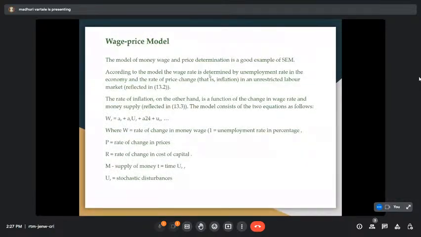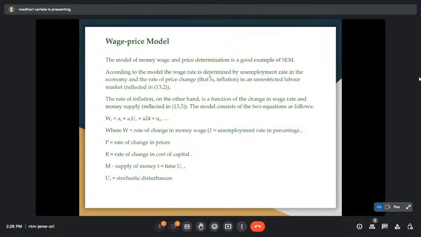Let us see a simple model to know how simple equations and simultaneous equations can be formed. Let us see a model like the wage price model. The model of money, wages, and price determination is a good example of the simultaneous equation method. According to the model, the wage rate is determined by the unemployment rate in the economy and the rate of price change, that is, inflation, in an unrestricted labor market.